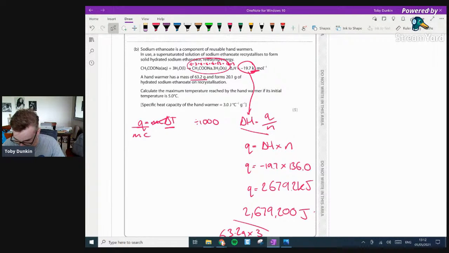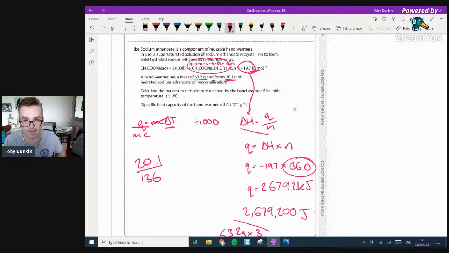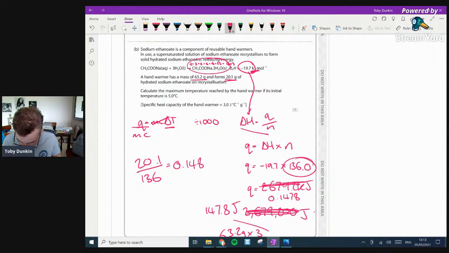That's really funny. 19.7 times 136. What have I done? That's kilojoules per mole. Yeah, times the... Oh, that's not moles. I'm an idiot. There's my mistake. So that's the MR of that. When it tells us we formed 20 grams, so 20 grams over 136. I'm an idiot. 20.1 over 136 equals, that makes more sense, 0.148. Right, that now goes in here, which is 0.1478. Right, times that by 1,000. It's really funny. 147.8 joules of energy. That makes much more sense.